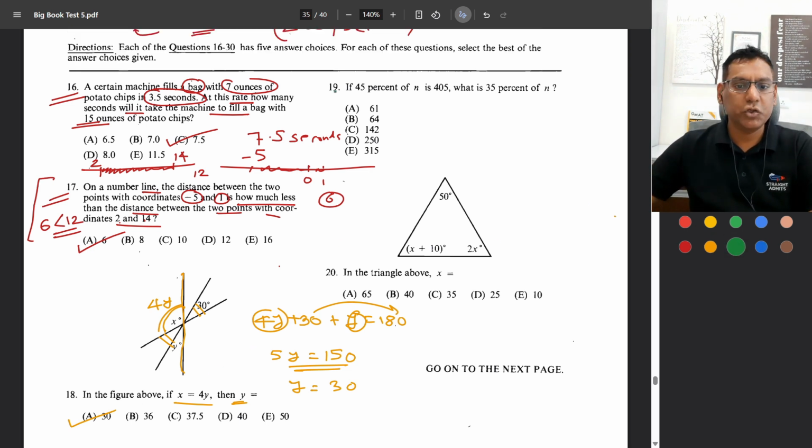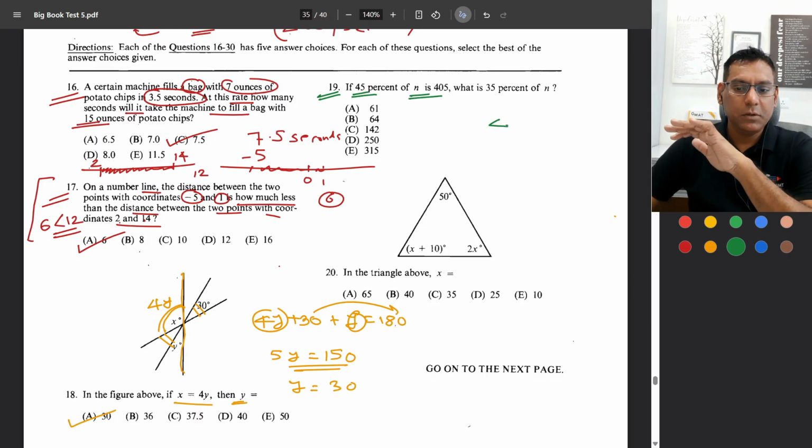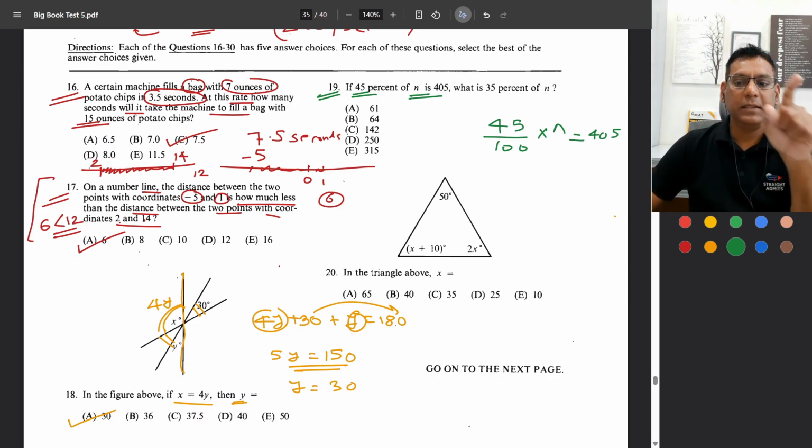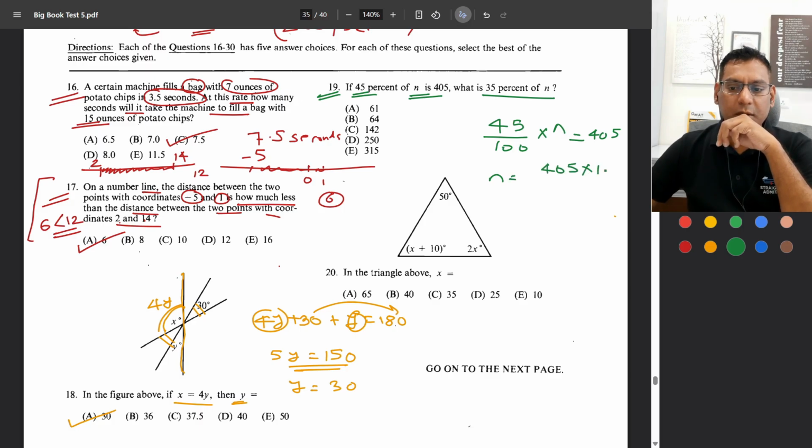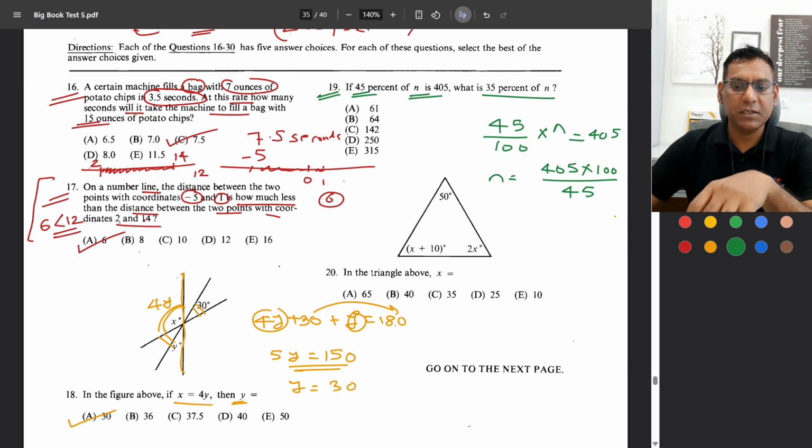Okay, let's look at question 19. If 45% of n is 405, with percentages be very careful. Let's first write: 45% of n is 405. We can calculate n from here. Then 35% of n is what? Let's find n first of all. n is equal to 405 times 100 divided by 45. Don't calculate this number yet, because we still have to do some more calculation.